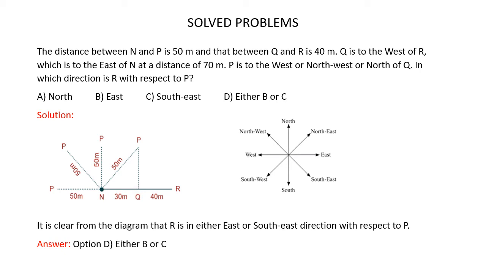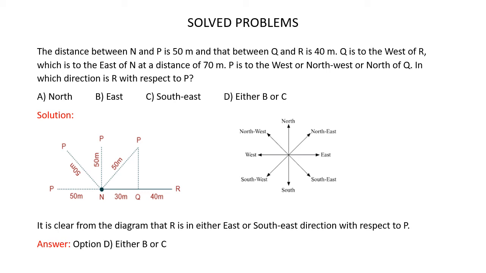Now it's given that P is to the west or northwest or north of Q. Also, the distance between N and P is 50 meters. So now the position of P can be at many places.